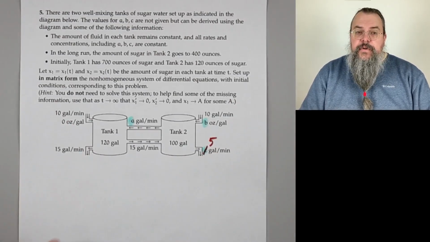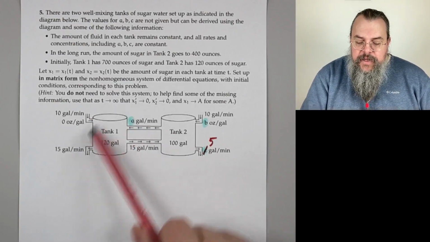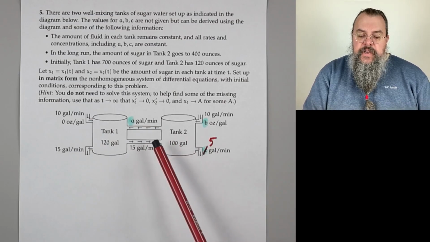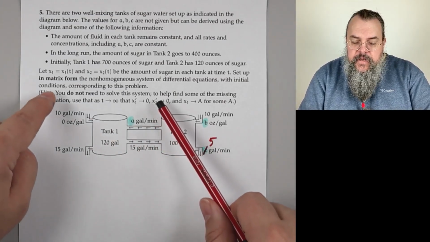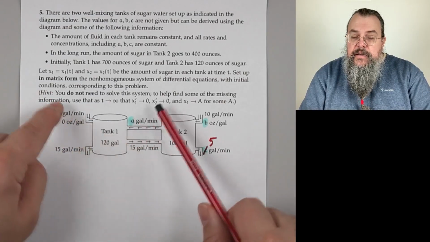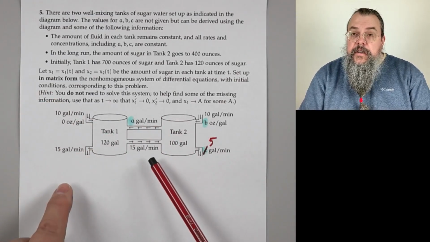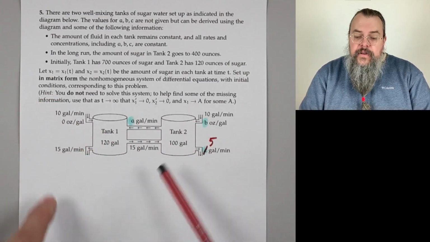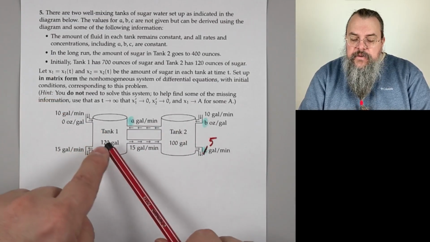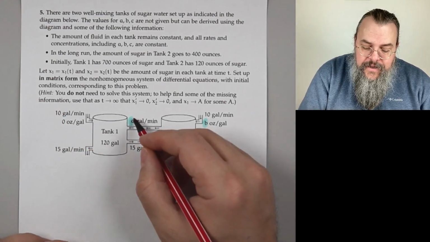That was pretty simple. But we can also do the same thing here, right? Pick a tank, it doesn't matter which tank you pick. Look at the inflow of either tank. Well, coming in is 10 plus A. Going out is 30. So in has to equal out. So 10 plus A equals 30. What is A? 20.